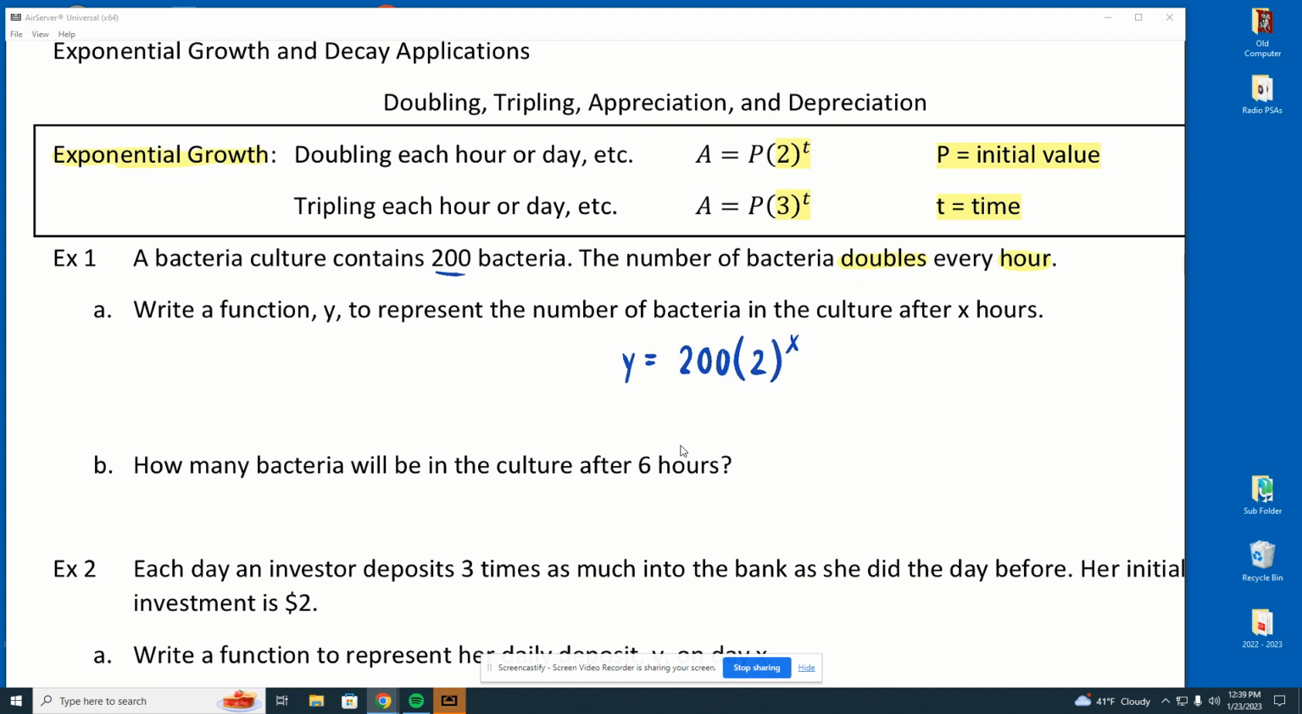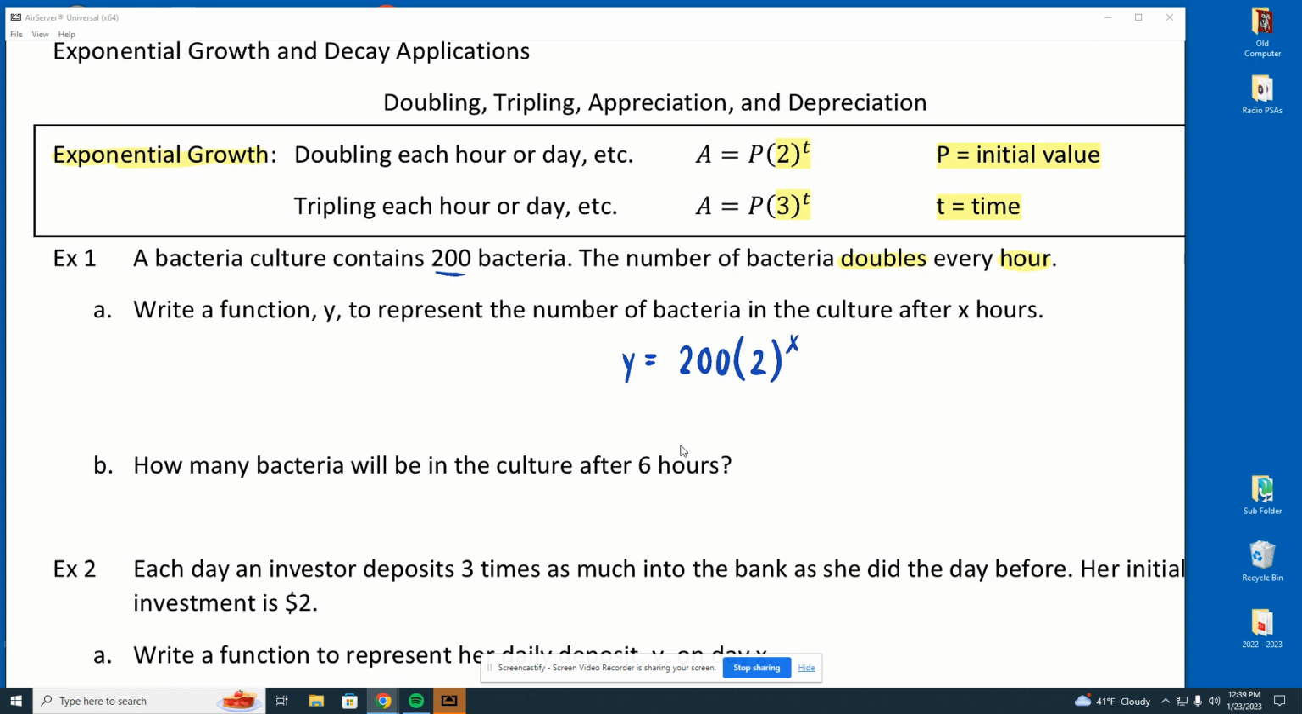Does everybody understand that? Now I can say that until I'm blue in the face. Somebody makes this mistake all the time. So be careful. You cannot multiply that initial value out front by the base of that exponent because multiplication comes after exponents. So this is my equation. Don't change it. Now, what if I want to find out how much is in the culture after 6 hours?